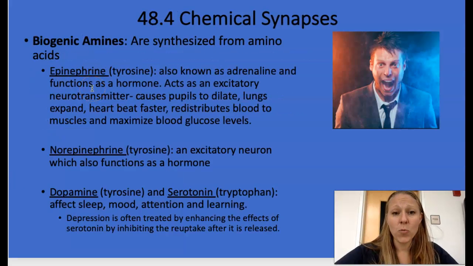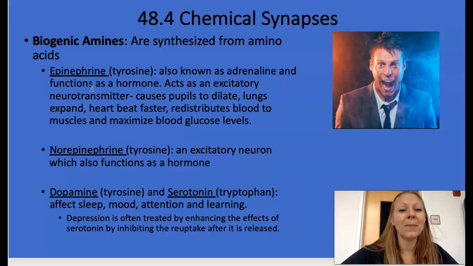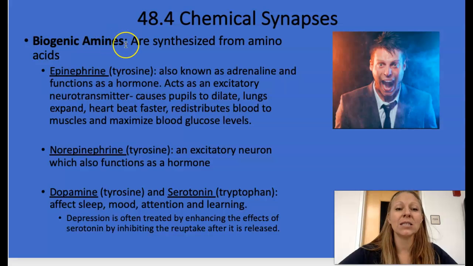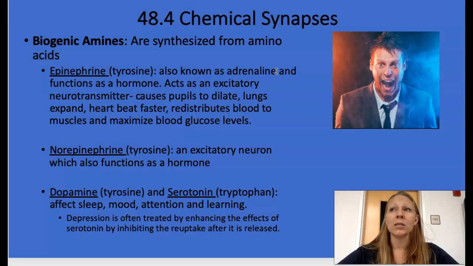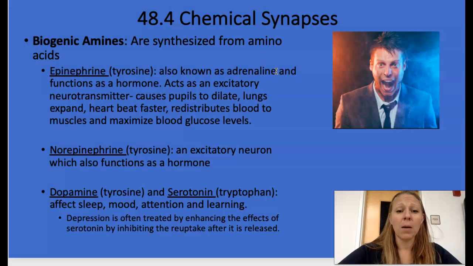The next form of neurotransmitters that we're going to talk about are biogenic amines. Amines, think amino acids. These are synthesized from amino acids. First one, epinephrine, is derived from tyrosine, and it's also known as adrenaline. It functions as a hormone because it's not created in the brain. So therefore we call it a hormone.